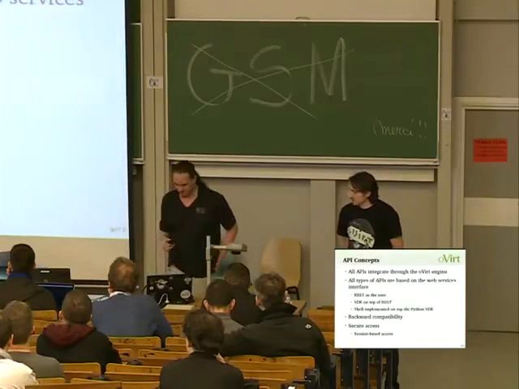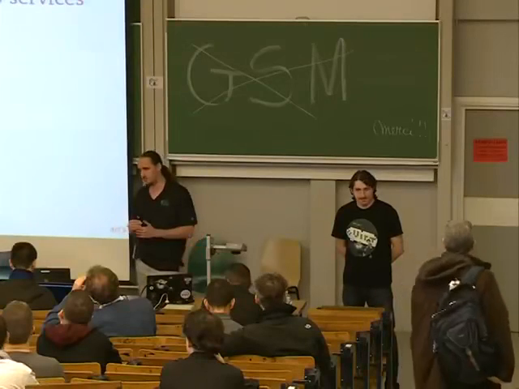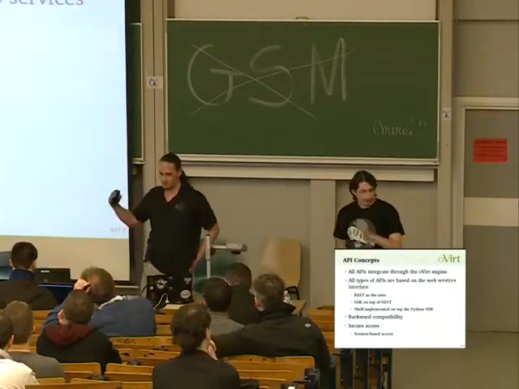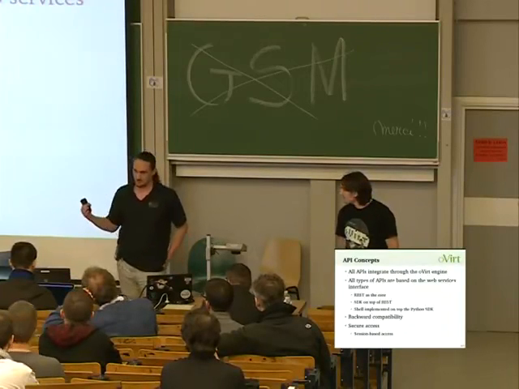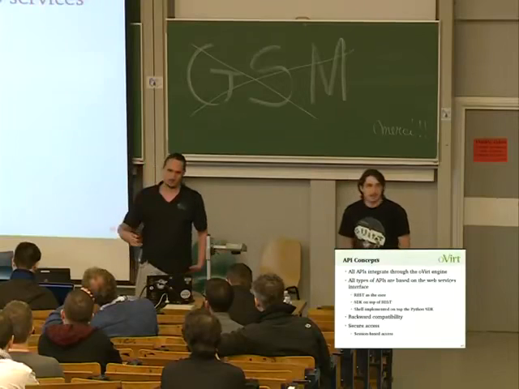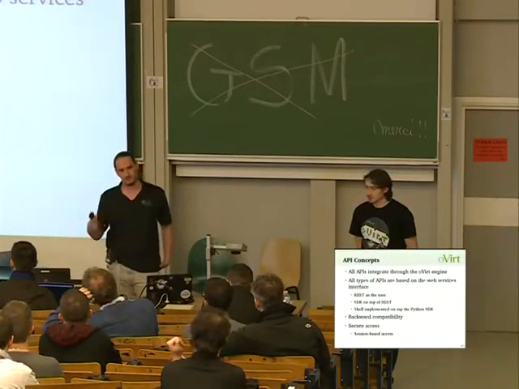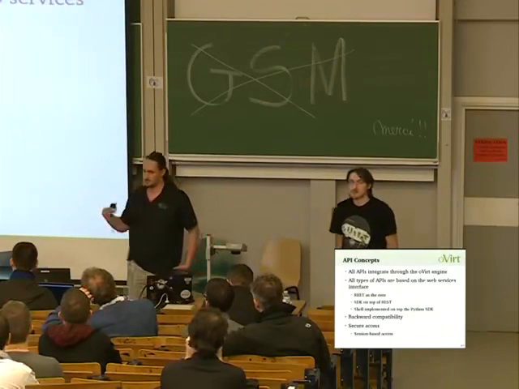So we'll be talking about the API concept. Basically all APIs go through the oVirt engine, which is the main component, which controls everything. And all the APIs are built in layers. So REST API is at the bottom. Then on top of it, we have the SDKs. And basically, the shell is on top of the Python SDK. And we try to maintain backward compatibility so that if you have scripts or some programs working with the SDK or shell or the API, they wouldn't stop working when you upgrade to the next version. And we also have secure access, but because the security has to take place on each call, we also have session-based access. So you can get a ticket and reuse that ticket for each call.